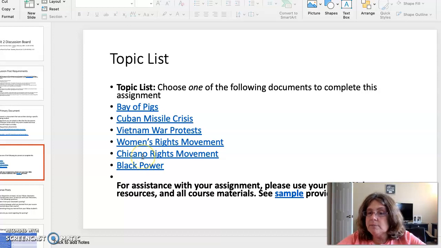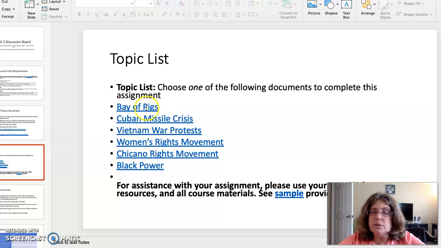The Chicano rights movement is an article regarding Cesar Chavez and an interview with Cesar Chavez. Cesar Chavez was very influential in Chicano rights movement. Cesar Chavez formed the United Farm Workers Organization to help migrant farm workers. And Black Power is an article basically discussing the status of the civil rights movement and the rise of the Black Power movement and the Black Panthers.